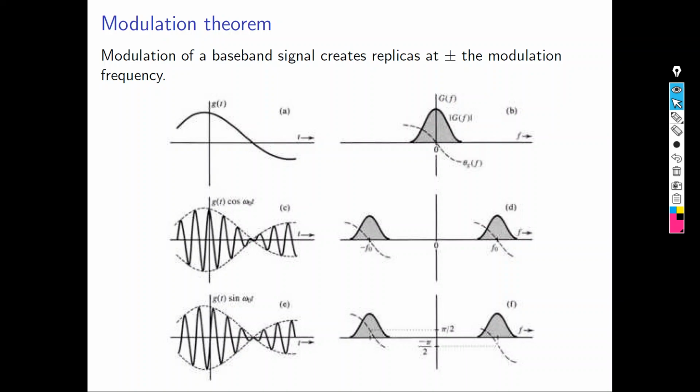So modulation of a baseband signal creates replicas at plus minus the modulation frequency. Basically, it shifts your signal that resides on the baseband to higher frequency so that you can transmit it over a long distance. So suppose your signal g of t in time domain is given as follows, and the frequency response of this message is given as shown in this figure, and you want to modulate it, you want to transmit this signal basically over a long distance.